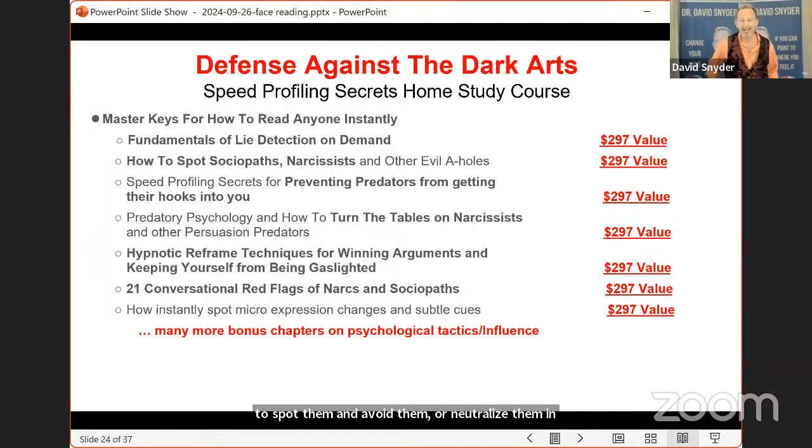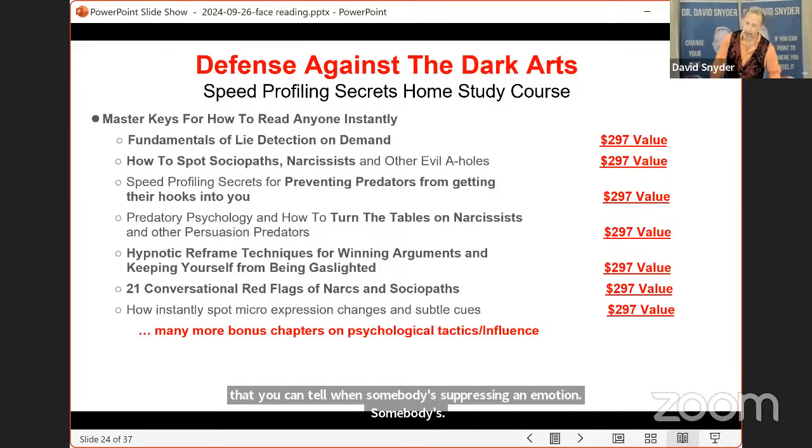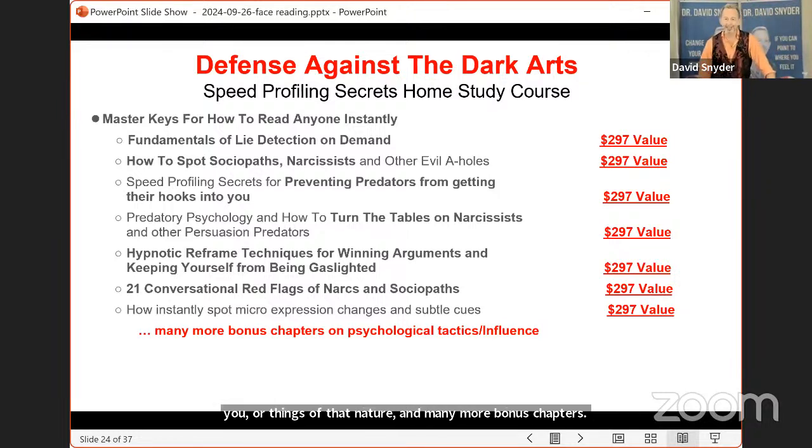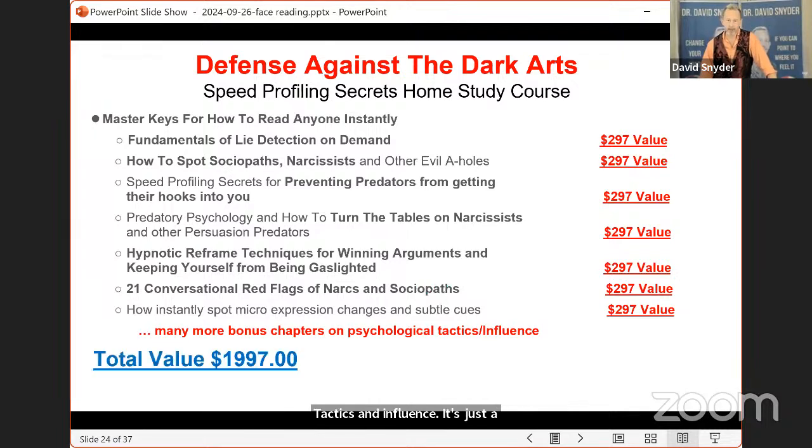We're going to teach you how to instantly spot micro-expressions and changes in subtle behavioral cues so that you can tell when somebody's suppressing an emotion, somebody's duping you, or things of that nature. And many more bonus chapters on other forms of psychological tactics and influence. It's just a tiny piece of what's in Defense Against the Dark Arts.